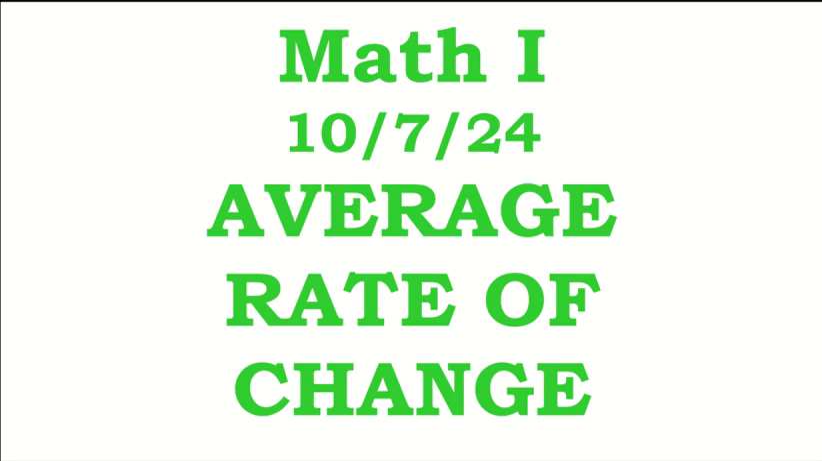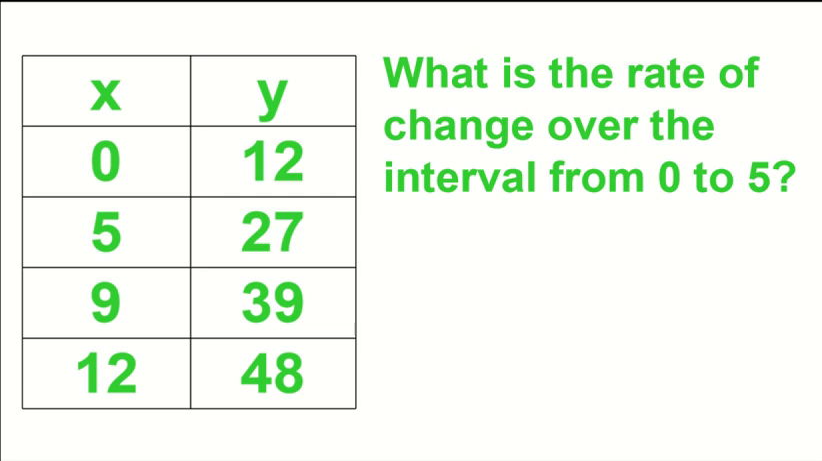Just something a little bit different to add for today is the average rate of change. So let's say I have this table here. It's asking for the rate of change over the interval from 0 to 5. What would rate of change be? What are we looking for?